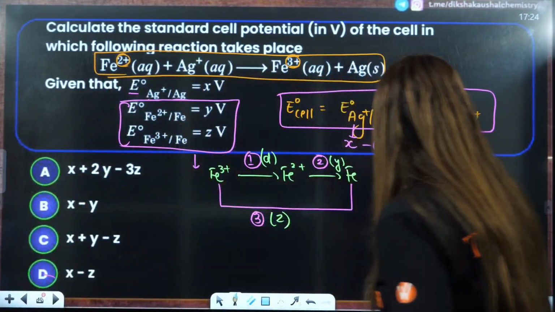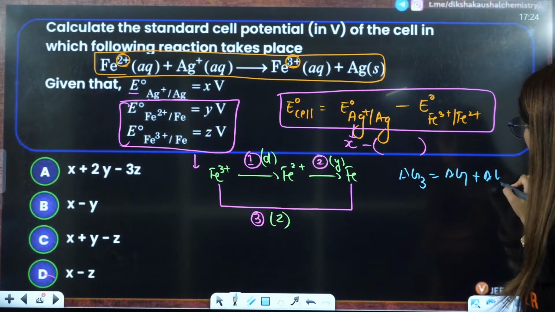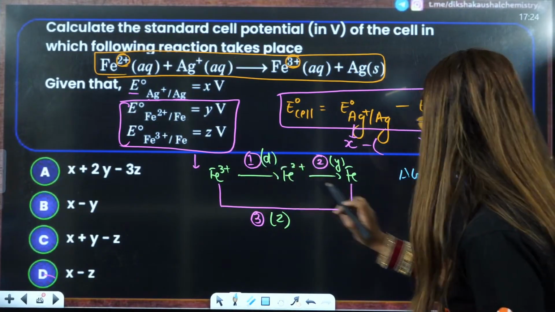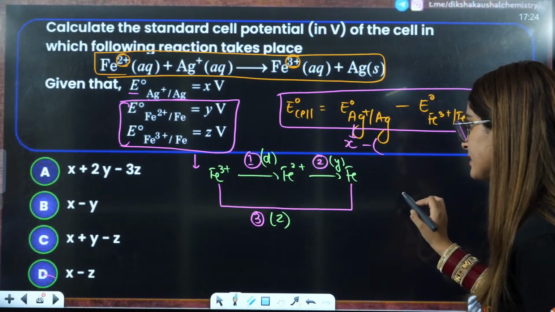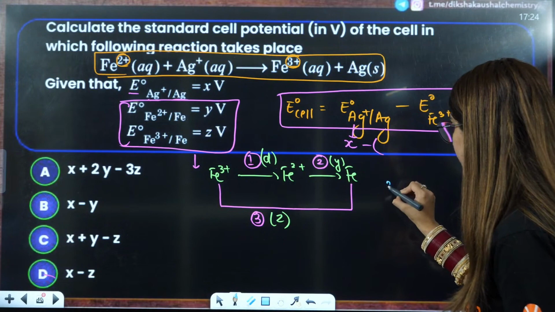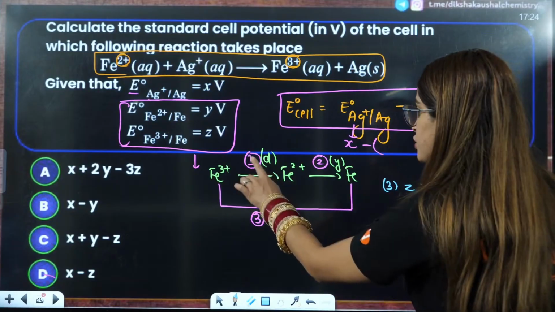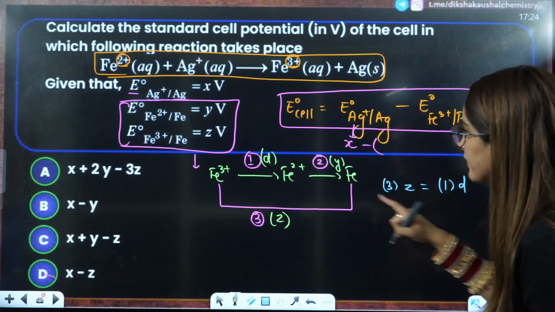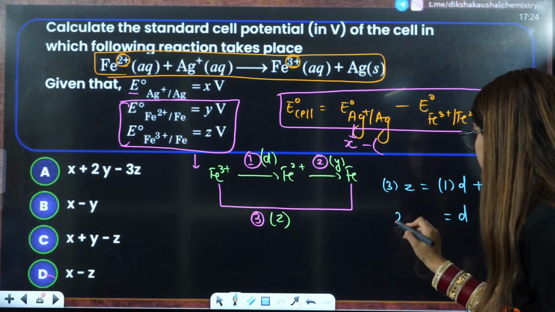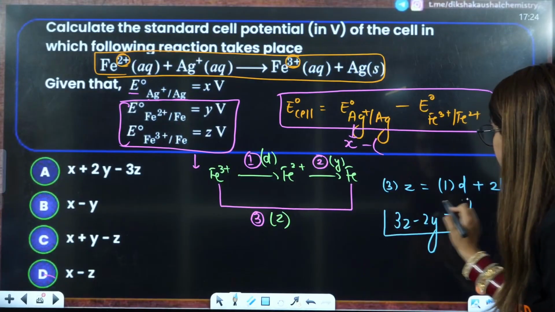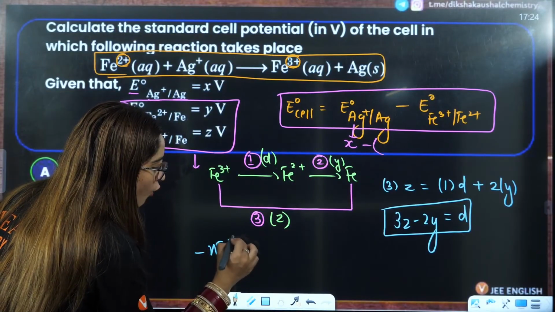Now, we know that delta G of 3 is equal to delta G of 1 plus delta G of 2. So what will you write here? 3 is the number of electrons, so 3 into Z is equal to 1 into D, which you have to find, plus 2 into Y. So D is equal to 3Z minus 2Y. Because what is delta G? Delta G is minus nFE naught cell.